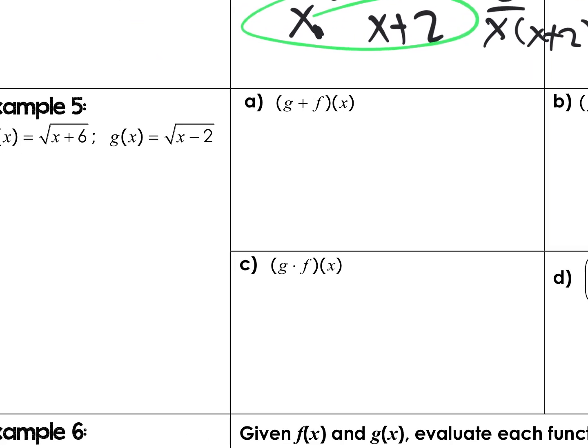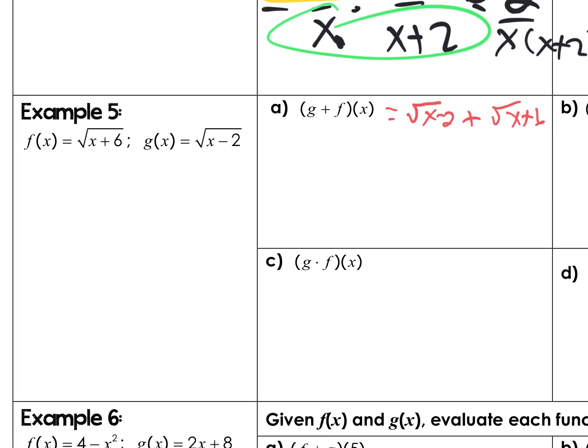I will add G and F. That would be square root of x minus 2 added to the square root of x plus 6. The reason I did this problem is because you can't do anything else with it. You cannot combine radicals when you're adding. But multiplying down here is another story. You can take the square root of x minus 2, and multiply it by the square root of x plus 6.